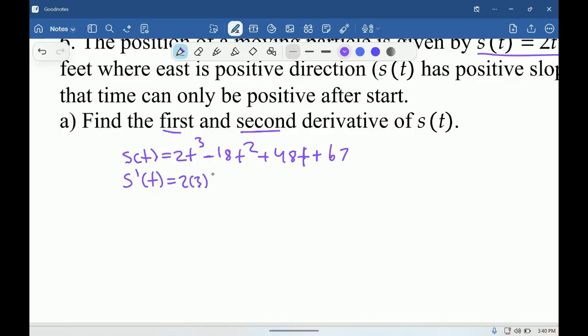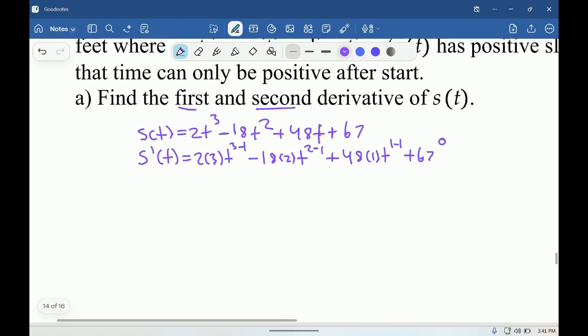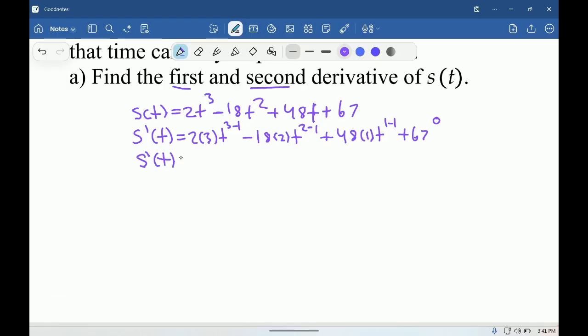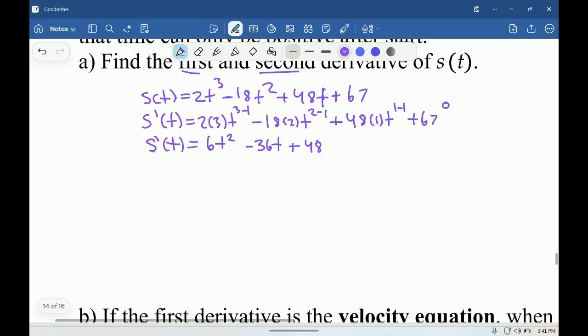It's going to be 2 times 3t^(3 minus 1), minus 18 times 2t^(2 minus 1), plus 48 times 1 t^(1 minus 1), plus 67 times 0. And this is going to result in 6t^2 minus 36t plus 48, and then there's going to be no 67.